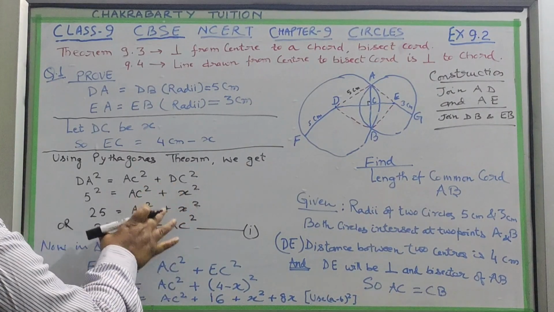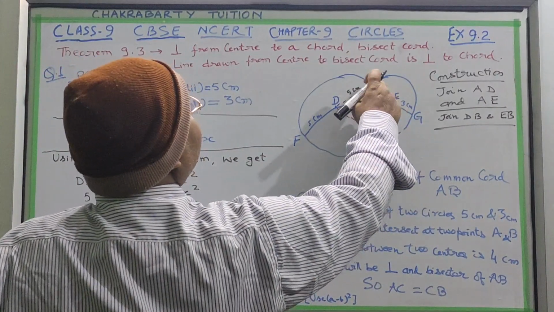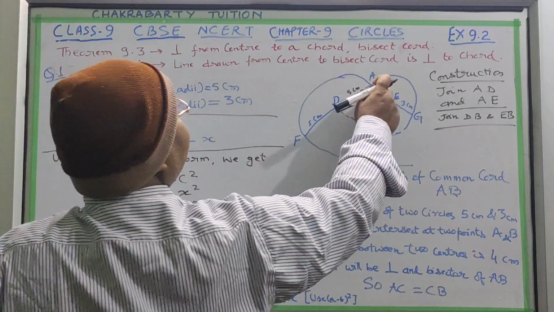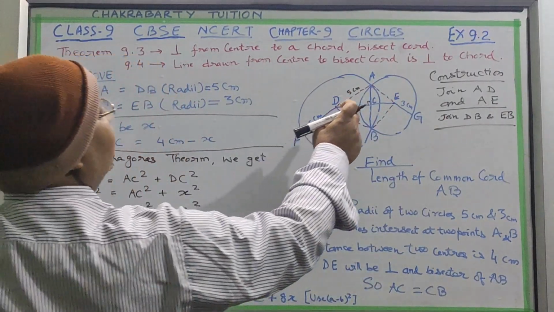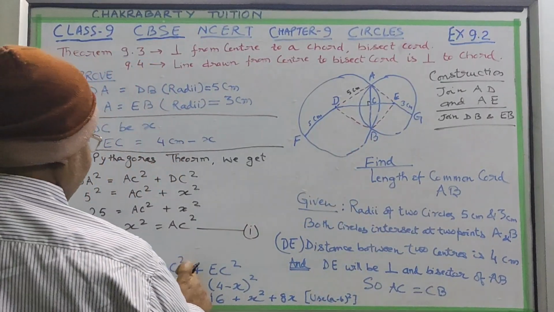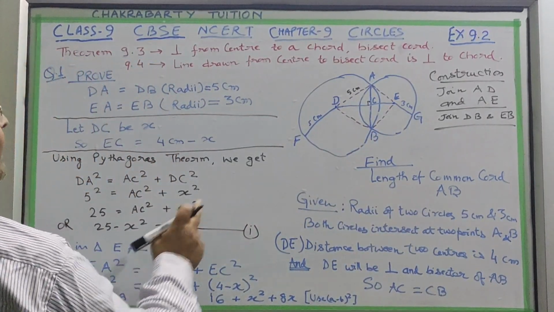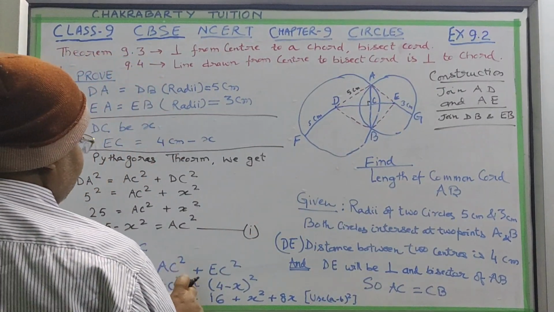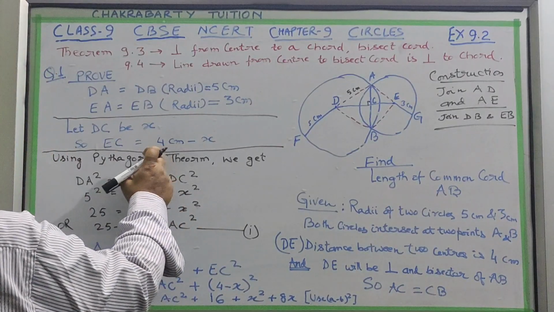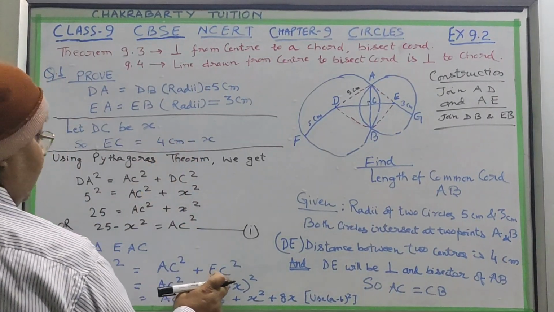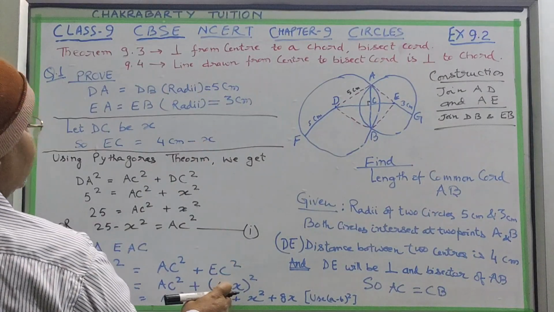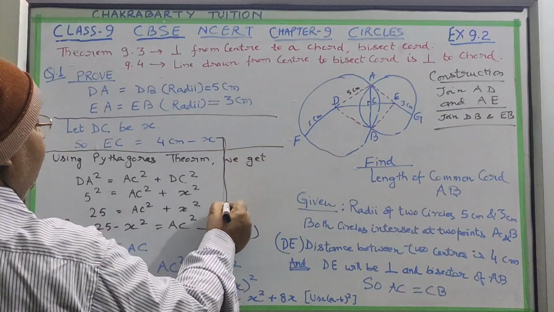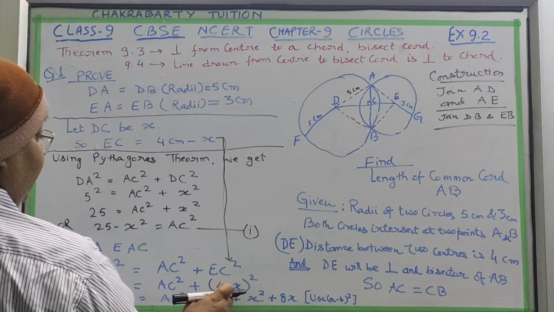In the same way we can go with this triangle also, ACE. So in triangle EAC, EA square, EA means hypotenuse square, is equal to AC square plus EC square, perpendicular and base square. Now EA is 3 centimeter being the radius. So EA is 3, AC square plus EC square. EC you have already found out, 4 centimeter minus X. So in place of EC we can use this one. So EC square is (4 minus X) square.